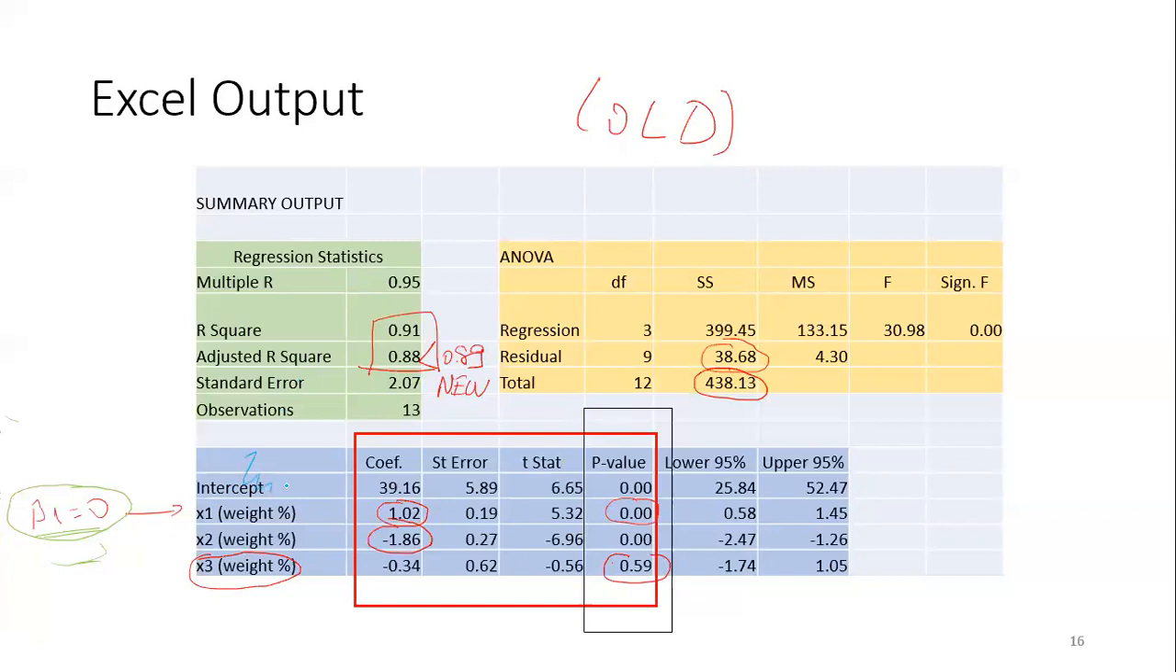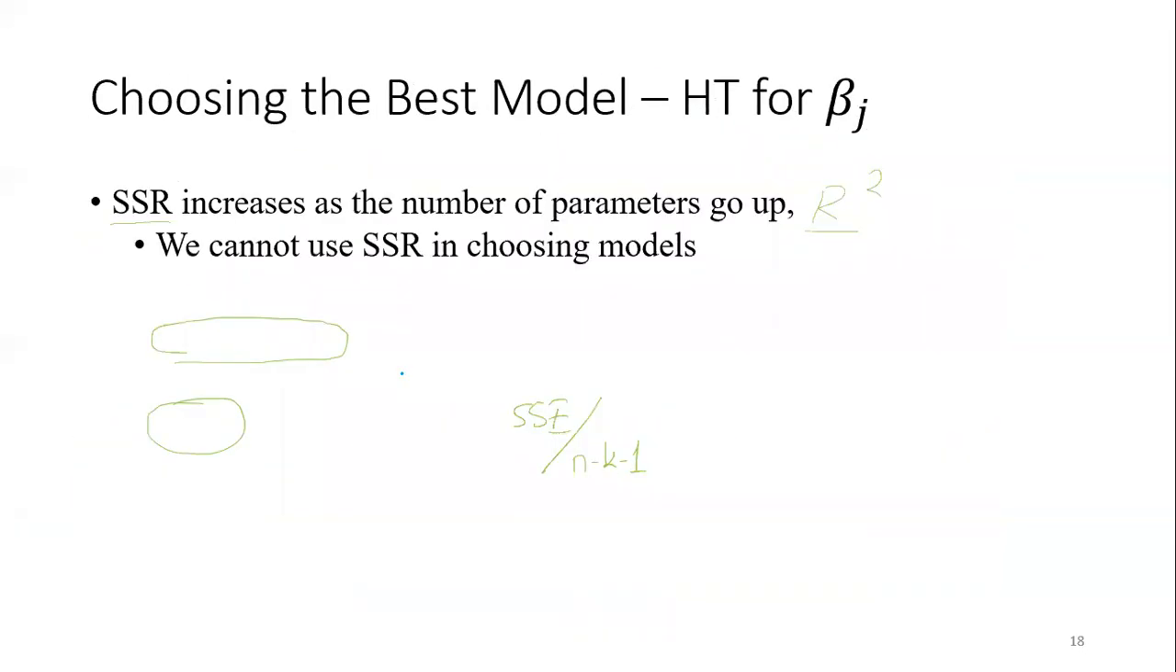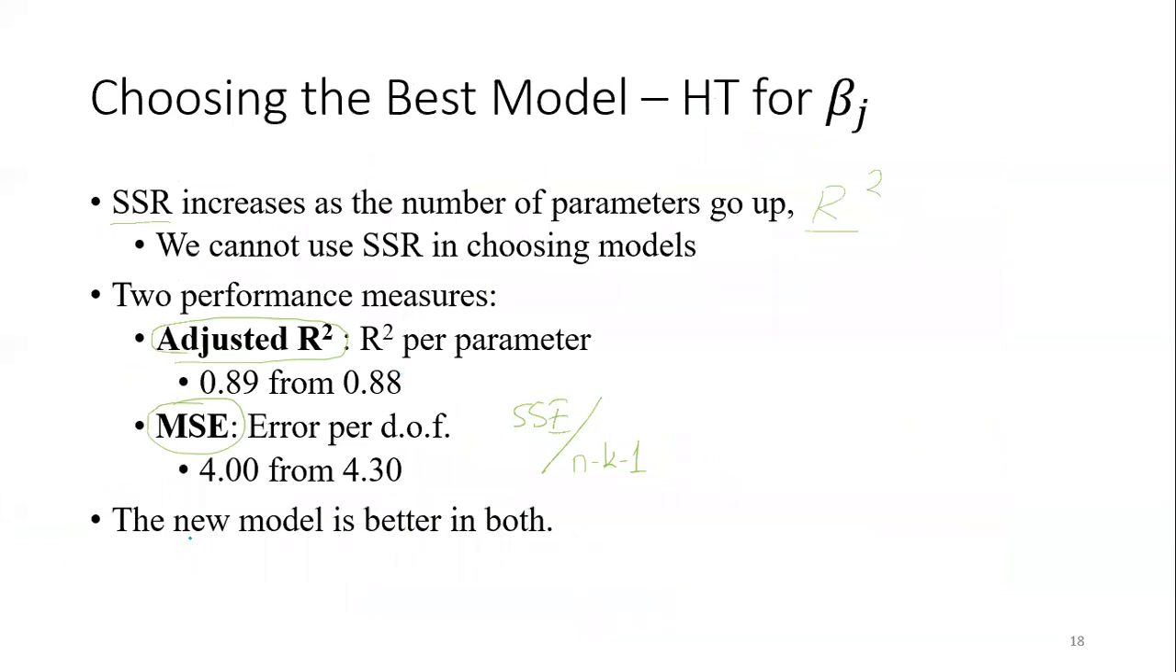Here, just look at the standard error, which is this one. In fact, this is not S square, but S. So S here is 2.07. This is the old model, right? And in the new model, it's 2. That's great. It's smaller than 2.07. So the new model has a smaller error. Using this criterion as well, you can say that the new model where you just remove x3 is better in both criteria.